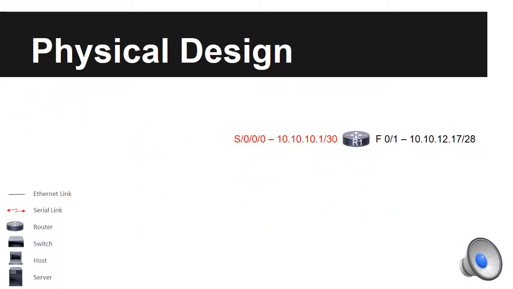This is router 1. Serial interface 0/0/0 has an IP of 10.10.10.1, has a /30 subnet, and its fast Ethernet interface port 0/1 has a 10.10.12.17 with a /28 for communicating to other hosts.